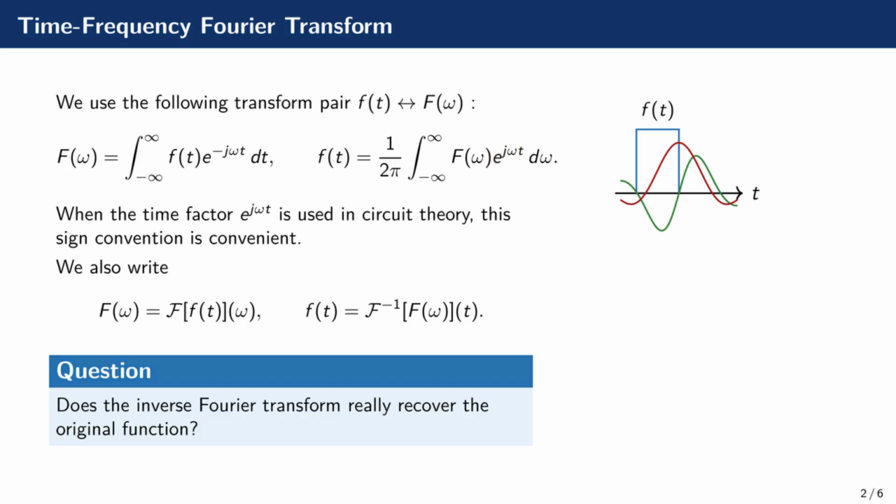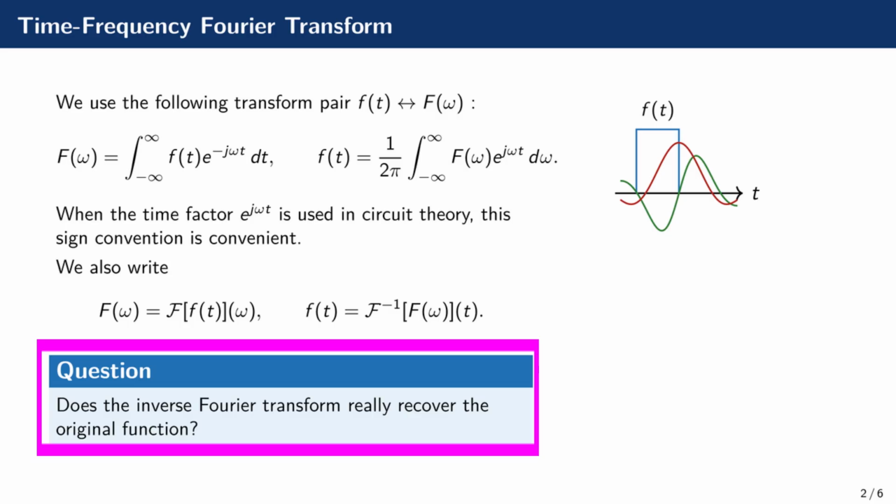This choice is common when we use exponential of j omega t as the time factor, for example, in circuit theory and electromagnetics. So we define the transform pair as these formulas. We also write these transforms using the symbol calligraphic F as an operator. Now, a natural question is this: does the inverse Fourier transform really recover the original function?